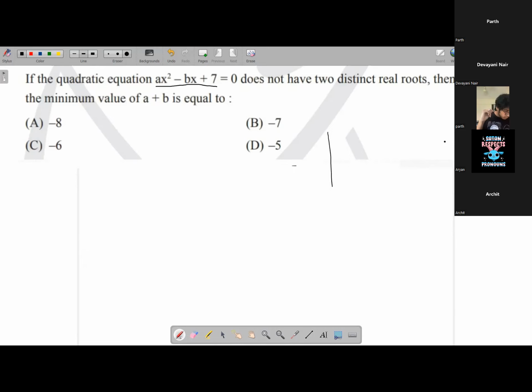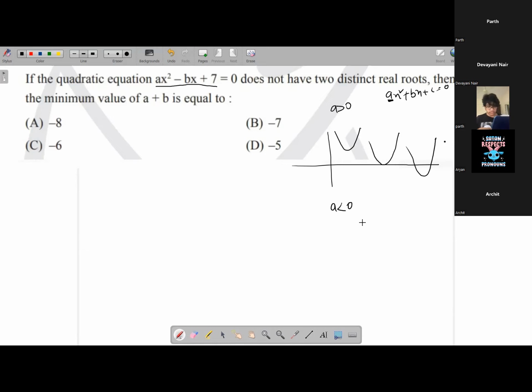See, there are three possibilities. If this A is positive, I told you if the leading coefficient is positive, the graph will have its mouth open upward, like this, either this or this or this. If this is the quadratic equation ax square plus bx plus c equal to 0, and you want to draw its graph, then you have to check the sign of the leading coefficient. Leading coefficient means the coefficient of x square. So if this leading coefficient is positive, the graph will have its mouth open upward. That is called concave upward, right?